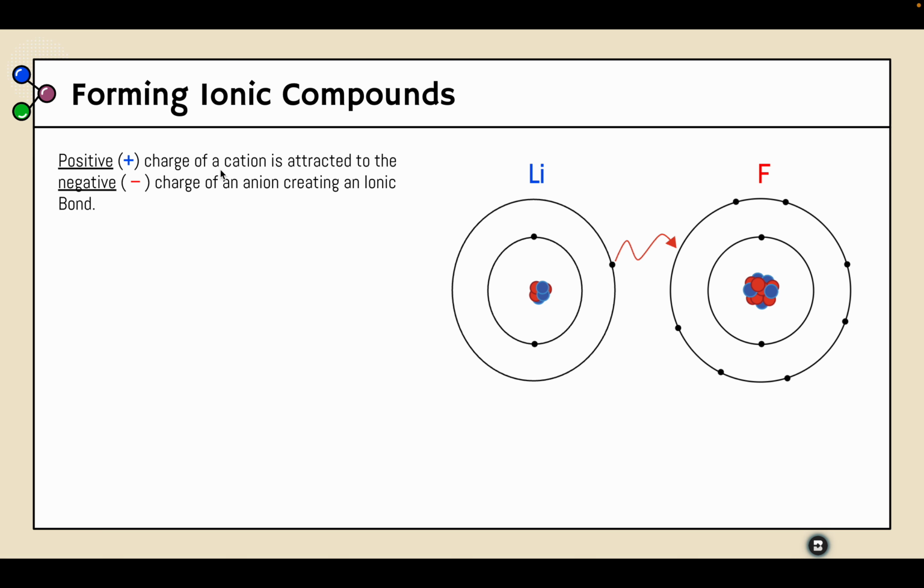So the positive charge of a cation is attracted to the negative charge of an anion, creating an ionic bond. What happens is after this electron is donated, these two atoms are actually going to merge pretty closely together because of that opposite charge attraction. Like I just mentioned, opposites are going to attract. This is super, super important. If you need to highlight this in your notes, if you need to star it.